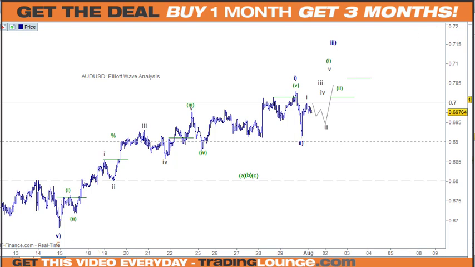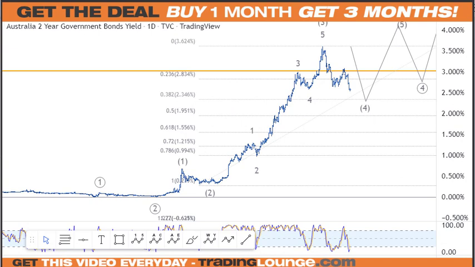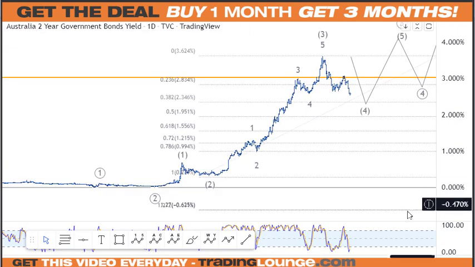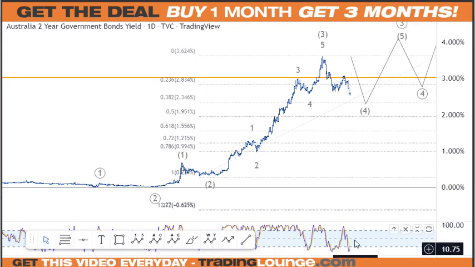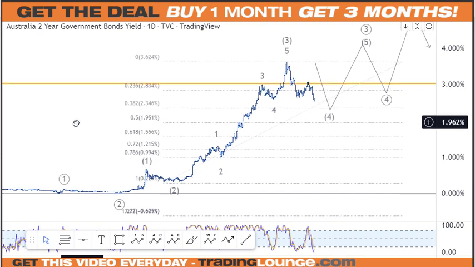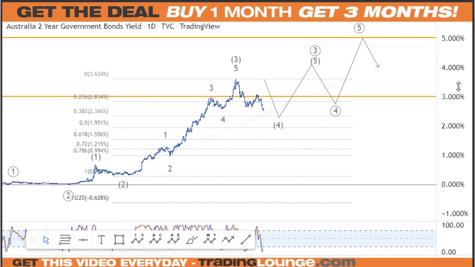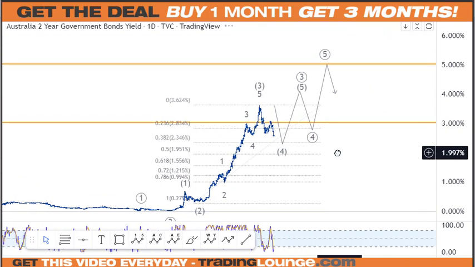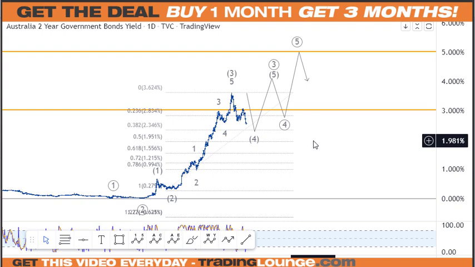And the other one we want to have a bit of a look at is the 2-year government short-term bonds. So no real change here. We can see the stochastics pulling down. We're looking for an A wave, a B wave, and a C wave back down to the 38.2% retracement level before seeing a move up in this. They're talking about interest rates topping out this time next year, late next year. Probably about right too by looking at this.